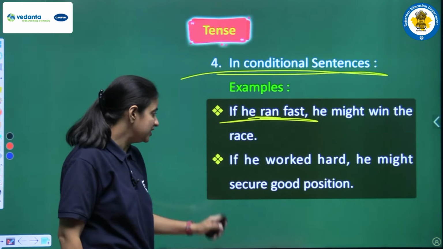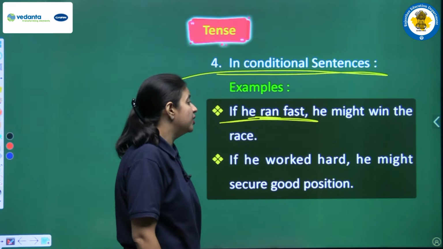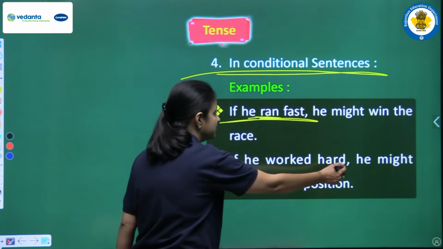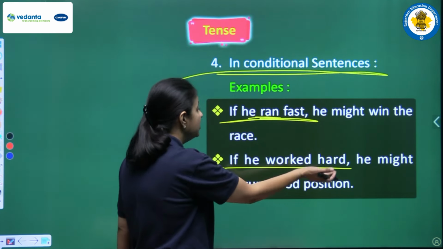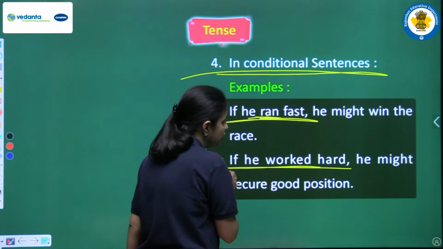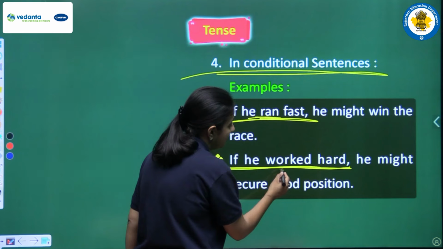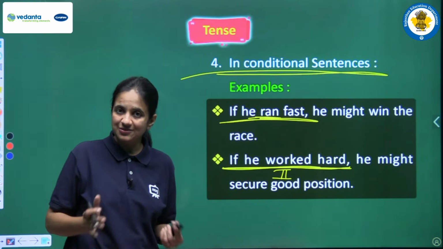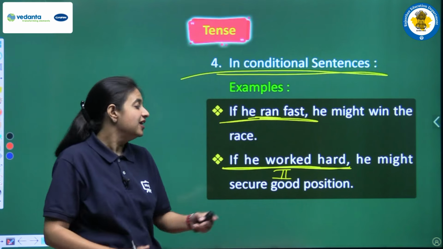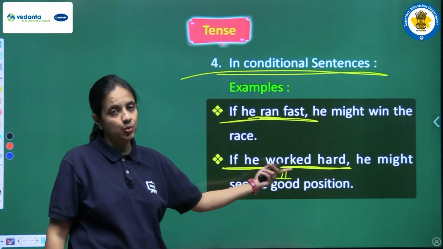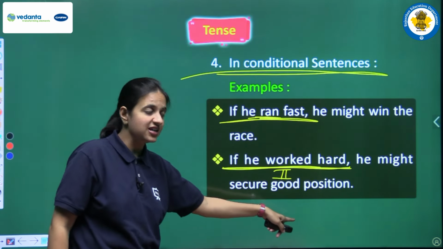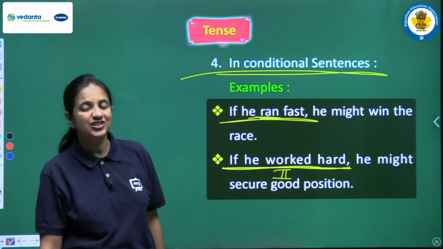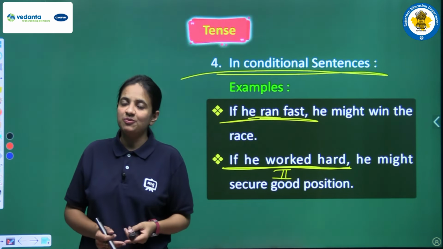Clear? One more example we are having, if he worked hard he might secure good position. Again this is the condition and this is the result, and the condition clause is having no helping verb and we are having again the second form of the verb. So it means that this is the past simple tense because did is hidden here and we are having the second form of the verb. And the result is he might secure good position. So this is the fourth use of past simple tense.